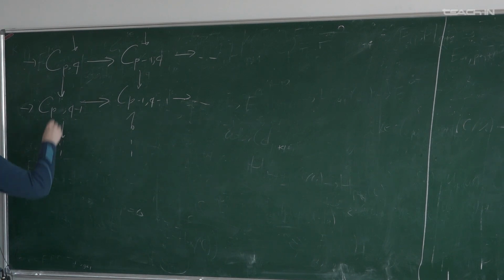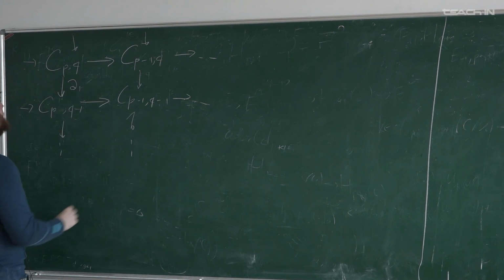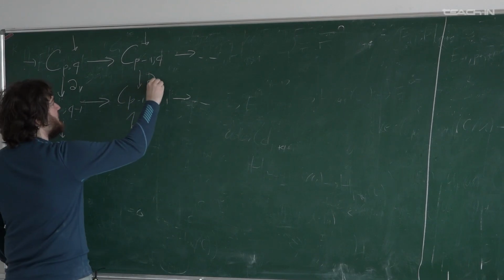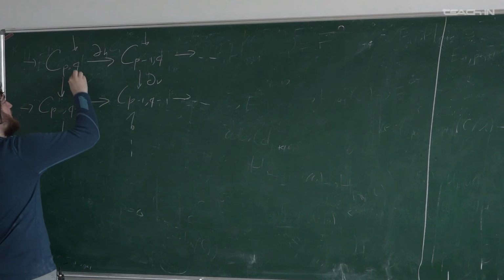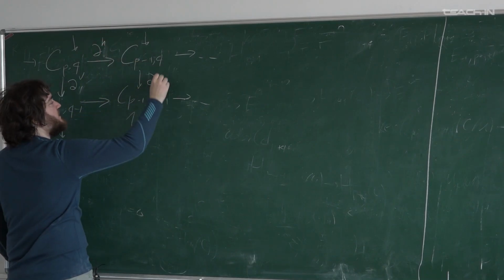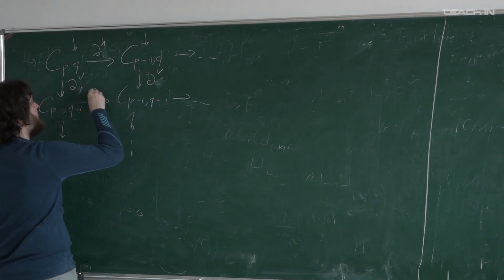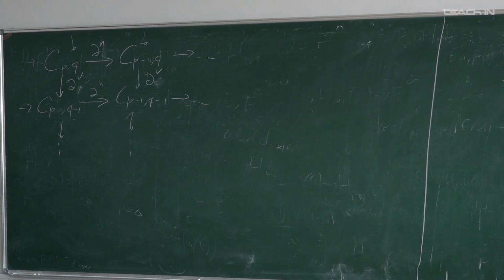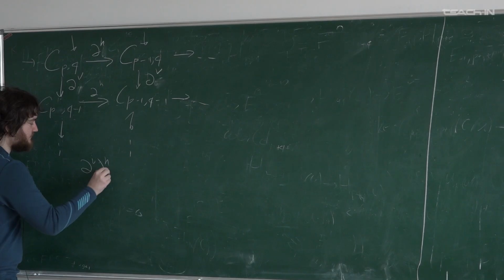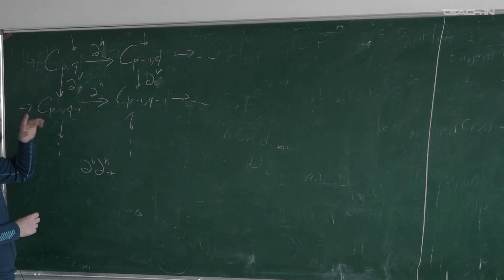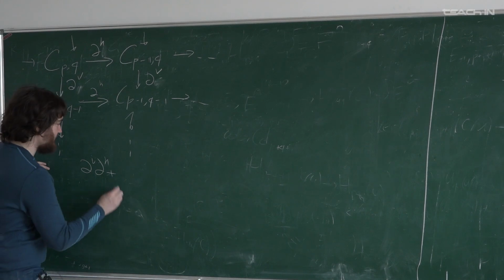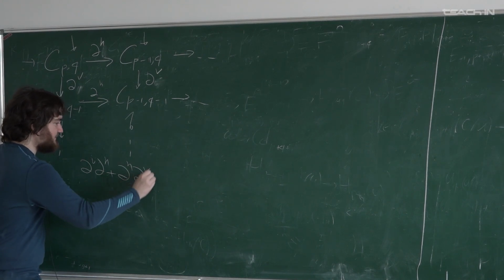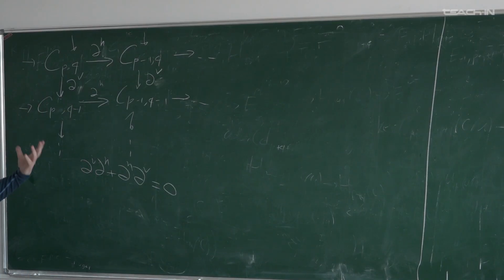I have the first differential, vertical one, and the horizontal one. If it will be important for grading, maybe call them vertical and horizontal. And I want that, for example, these squares commute. Maybe they don't commute; I want them to anti-commute. Okay, I want something like this. It's not important. If they commute, you can change some signs to obtain that all squares anti-commute.